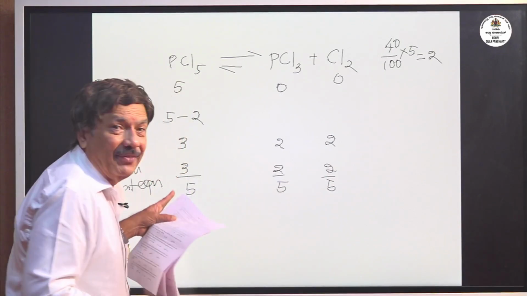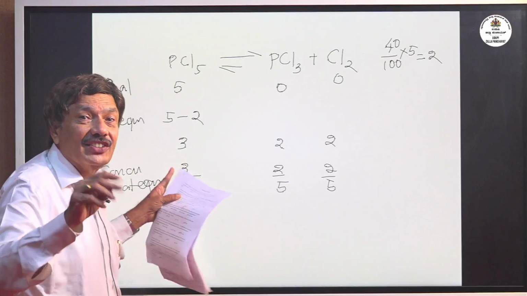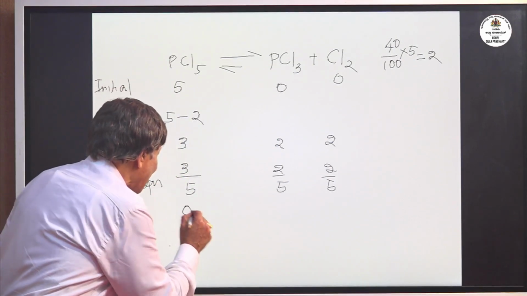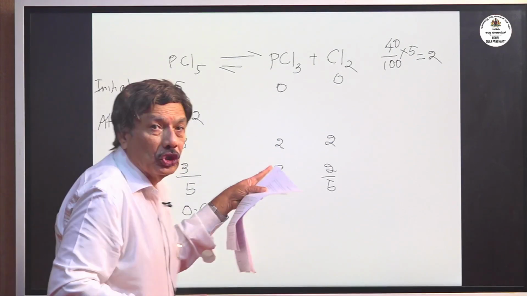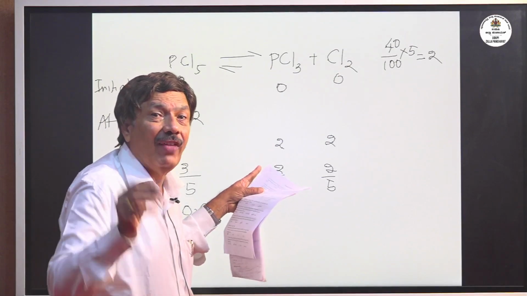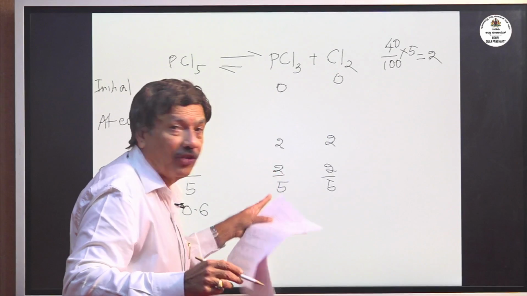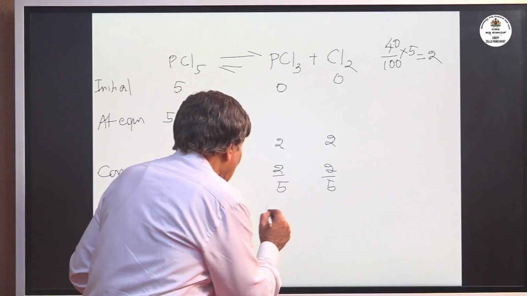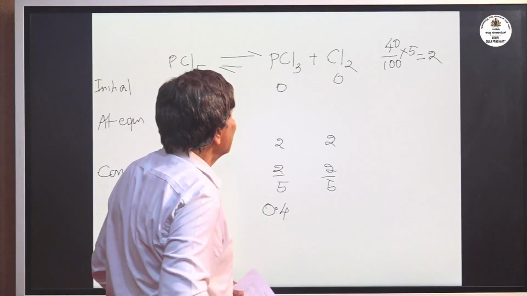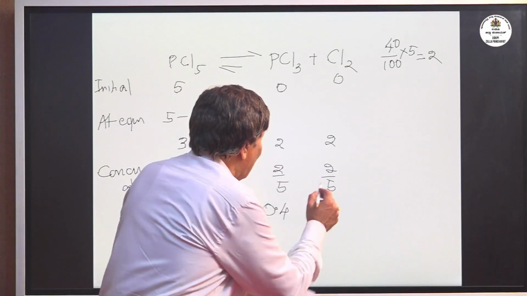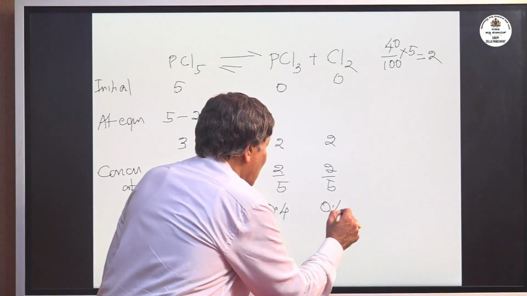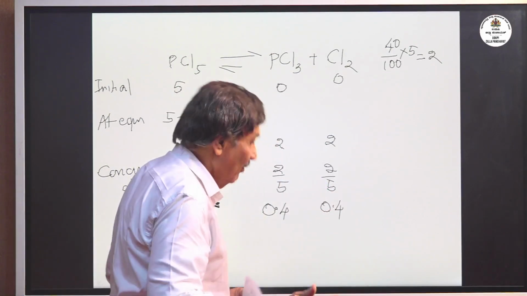So, 3 by 5 is as good as 6 by 10, so it becomes 0.6. Like that, 2 by 5 is as good as 4 by 10, if you multiply both the numerator and denominator by 2. 4 by 10 means 0.4. So 2 by 5 means 0.4. Okay. What they have asked is the value of Kc.